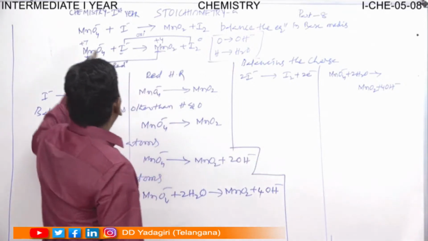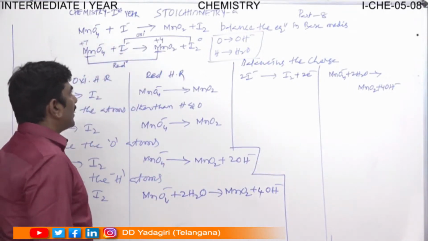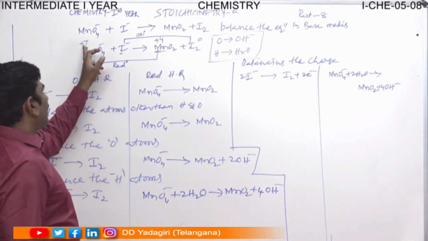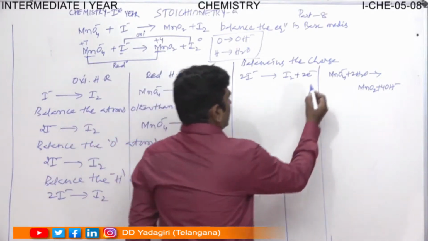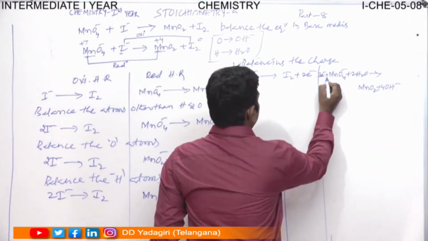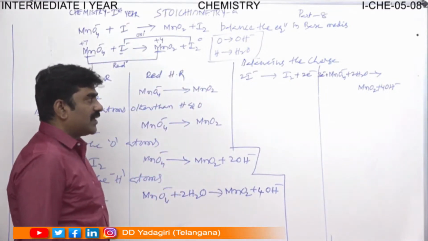Here, plus 7 to plus 4. Plus 7 to plus 4 means how many electrons are absorbed? 3. 3 means this side how many electrons are less? 3 electrons. Yes, add 3 electrons. Now, the number of electrons lost and number of electrons gained are not equal.